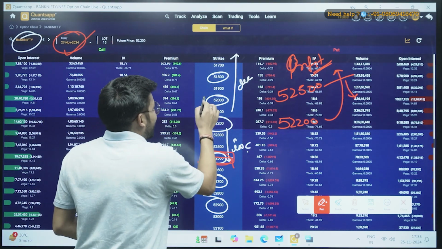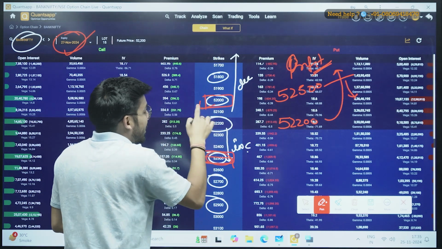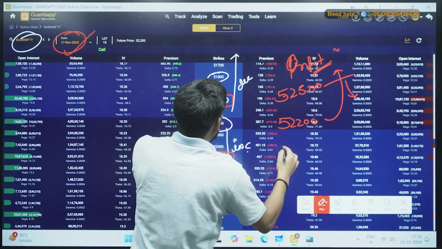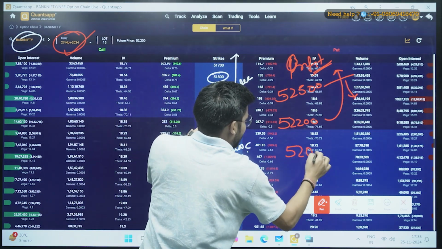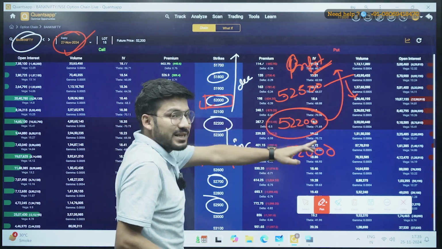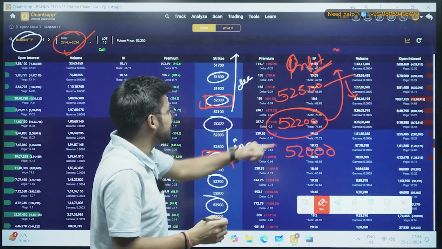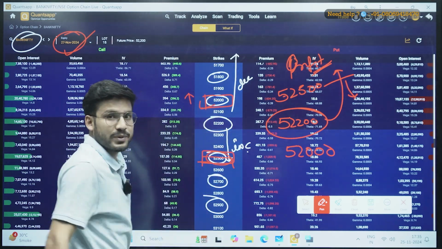Now, if I am betting on this one, that is my ITM. On this I'm betting that my market will remain above 52,000, right? But you can see my market is already trading at 52,200. It means I'm already above the level on which I'm betting, right? So this is my ITM option for the call, right?